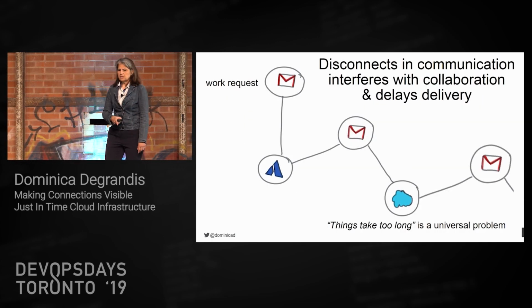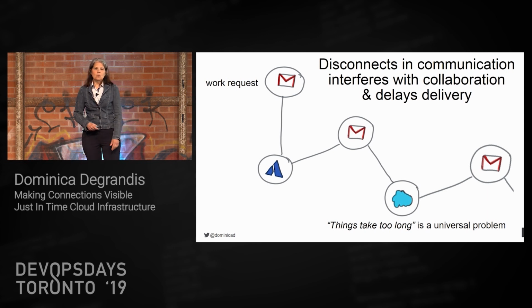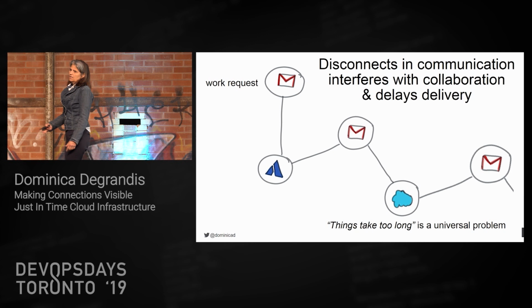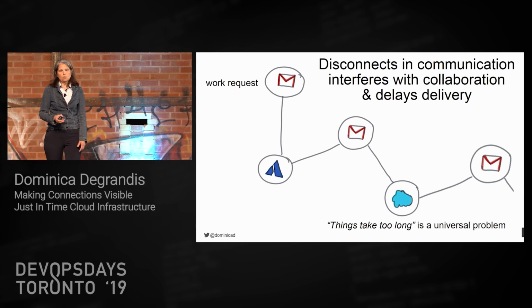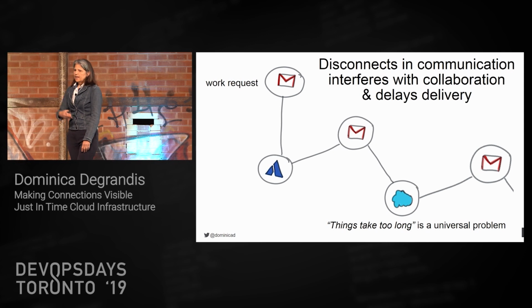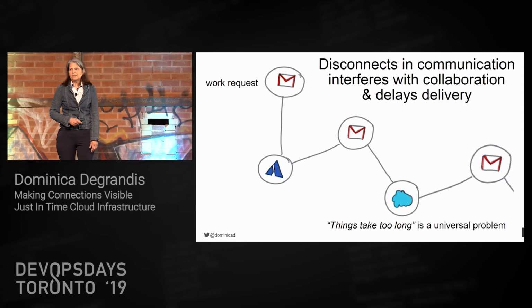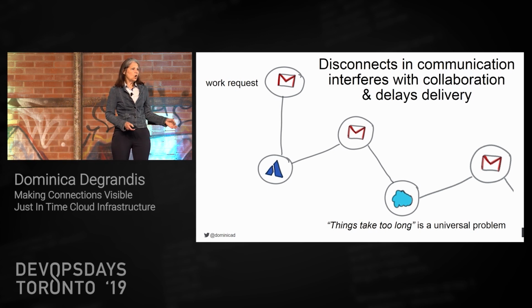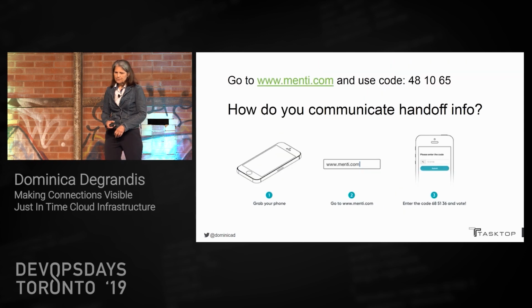I was working with a sales ops team, and I said, where does your work come from? What is your work intake process? And they said, well, it comes in email. Okay, well then what do? Well, then we copy the stuff in the email into Jira, because we use Jira for our workflow. Okay, well then what happens? Well, we email it back to the salesperson, because they're using Salesforce. They hate Jira. They're not going to use Jira. And so emails go back and forth and back and forth, and the information gets lost, and the communication and collaboration gets delayed. Things take too long is a universal problem.